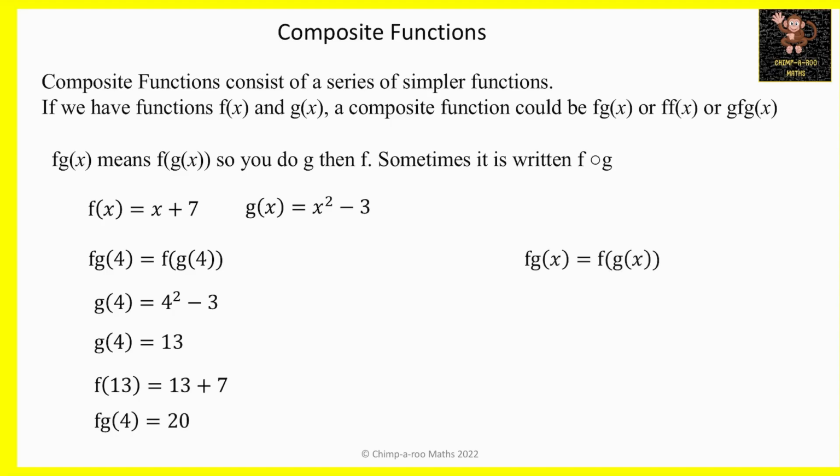But algebraically, what does it look like? Because x plus 7 and x squared are simple functions, a more complex function can be made by doing f of g of x. So g of x is x squared minus 3. Let's replace that into f, so f of x squared minus 3. That will just become x squared minus 3 in place of x, and plus 7. So that gives us x squared plus 4.